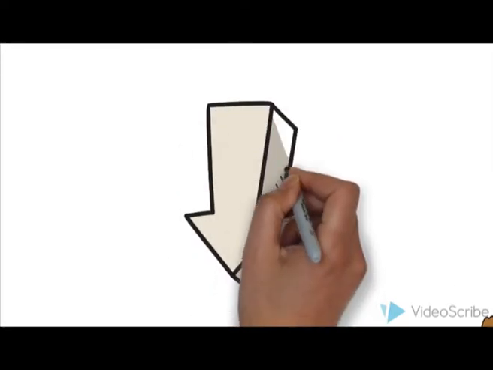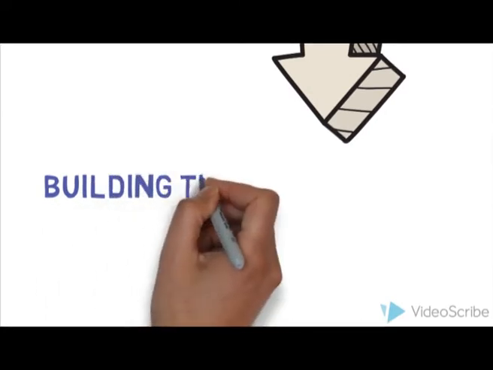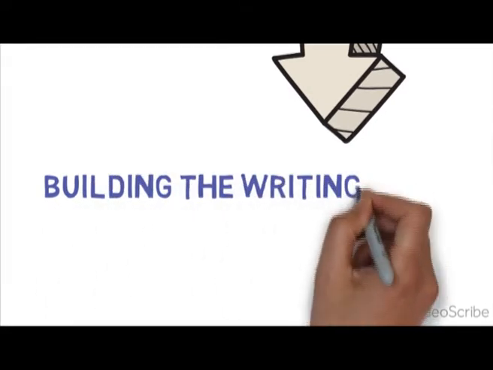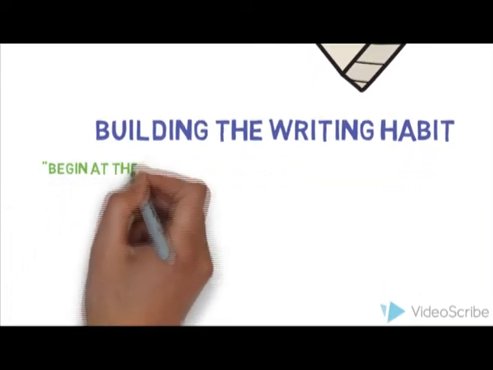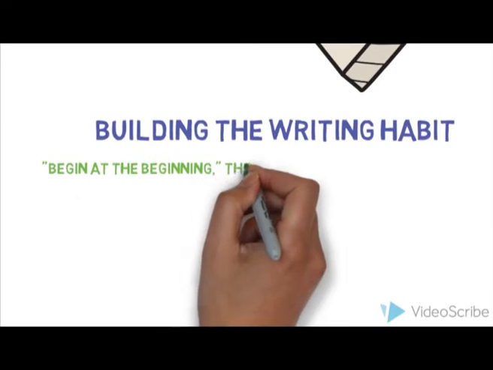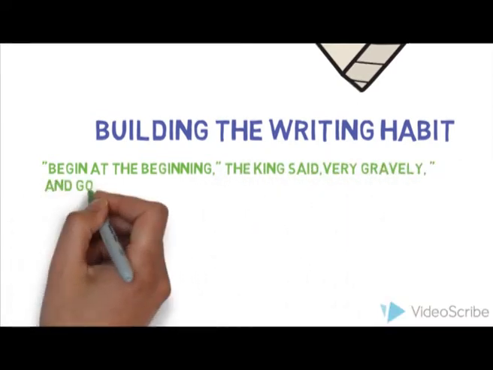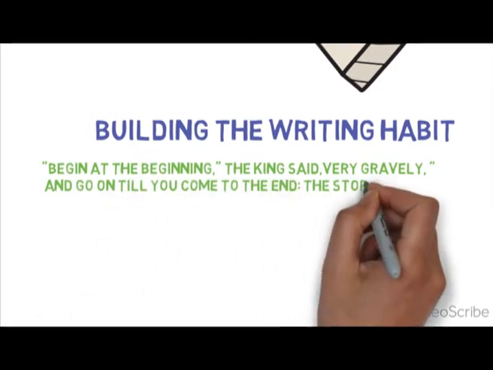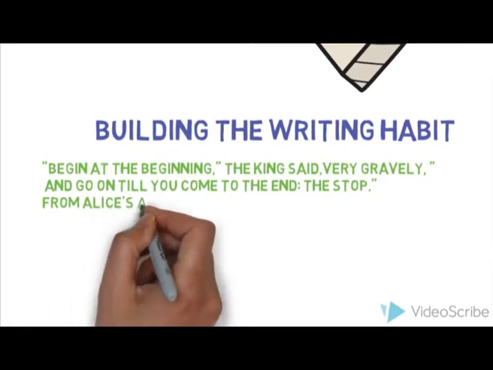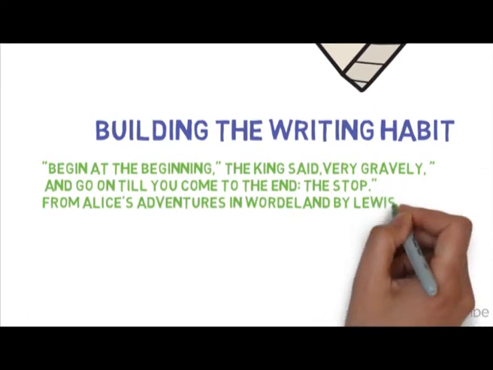Now let's move to chapters 5 and 6 from Jeremy Harmer's book, Building the Writing Habit. Please help me to read this quote. "Begin at the beginning," the King said very gravely, "and go on till you come to the end; then stop." From Alice's Adventures in Wonderland by Lewis Carroll.